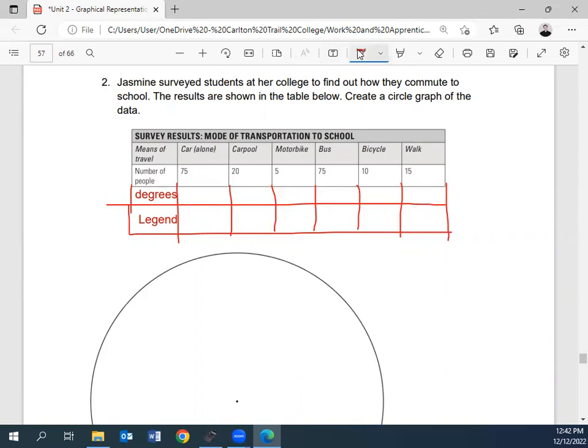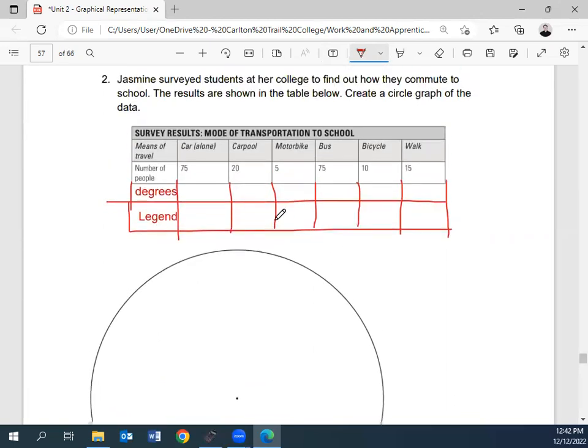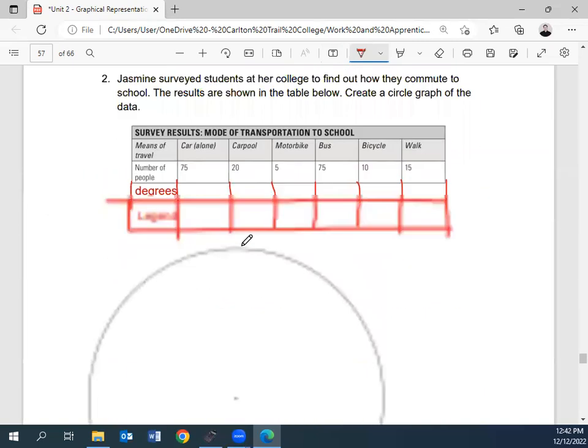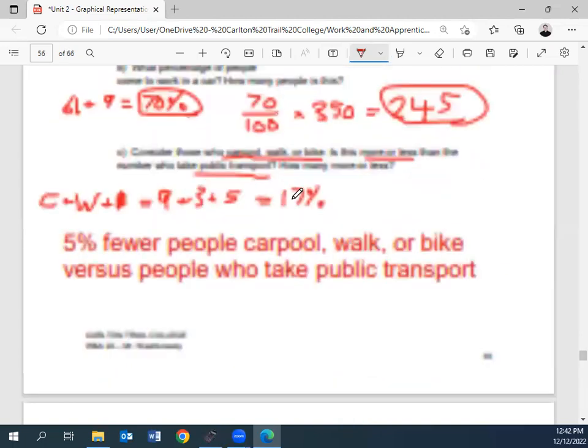Okay. Yeah, so let's start figuring this out. So first off, there are 360 degrees in here, right? There's 360 degrees in this circle, right? So I'm going to scroll up for a second.